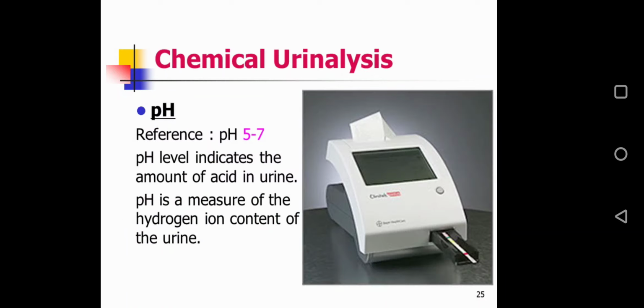The reference range of pH is 5 to 7. pH level indicates the amount of acid in urine. pH is a measure of the hydrogen ion content of the urine.